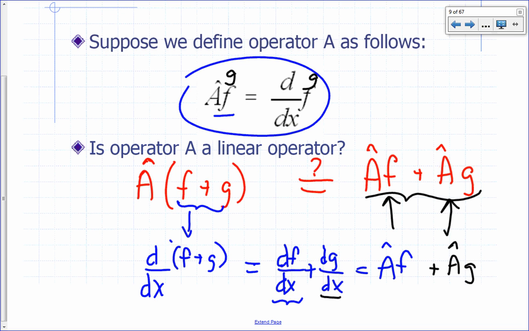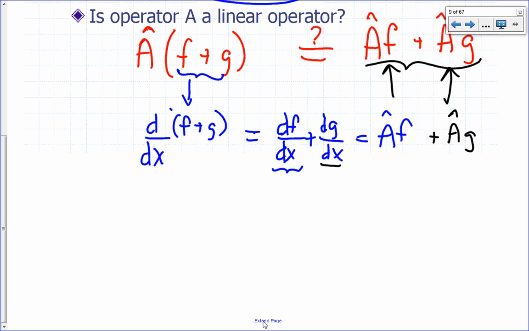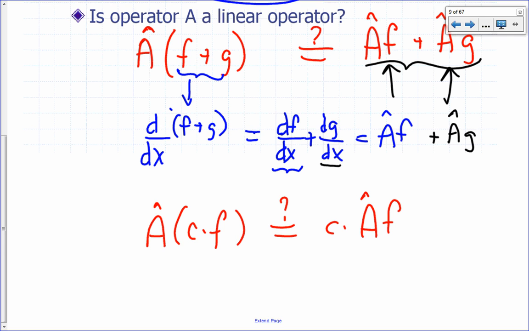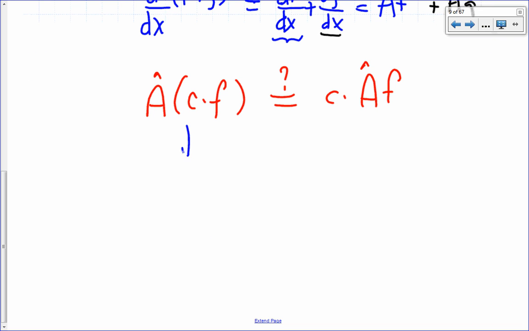Let's look at condition 2. A hat operating on a constant times F, is that equal to a constant times A hat operating on F? Again, we prove this step by step. Apply the definition first. What's the definition of operator A? Whatever A is operating on, you just take the derivative with respect to x. So the derivative with respect to x of CF. Now, what do we know about the derivative of a constant times a function? I can pull out my constant, times the derivative of F with respect to x.